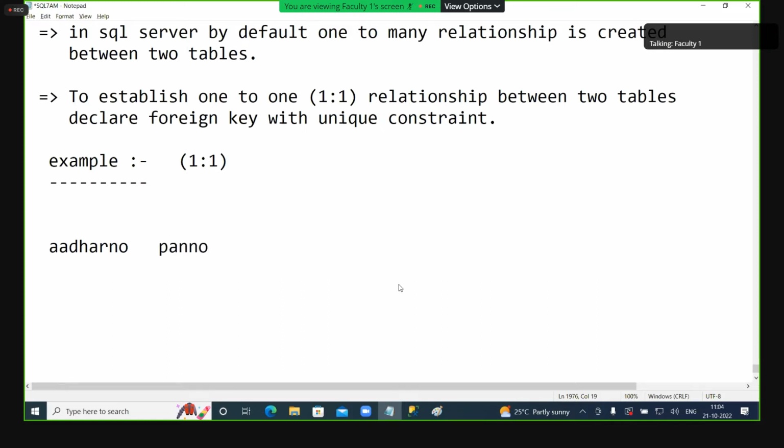Sir, once again, see, what is an Aadhaar number? It is a field. PAN number is a field. Relationship does not exist between fields. Relationship exists between two tables. You are telling the relationship between two fields. Relationship does not exist between two fields. Relationship always exists between two tables.